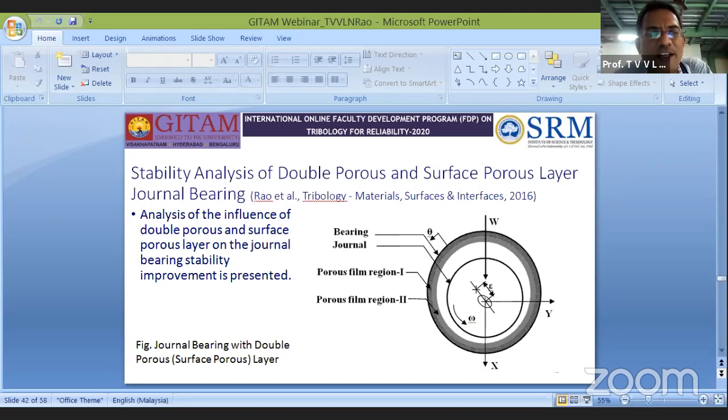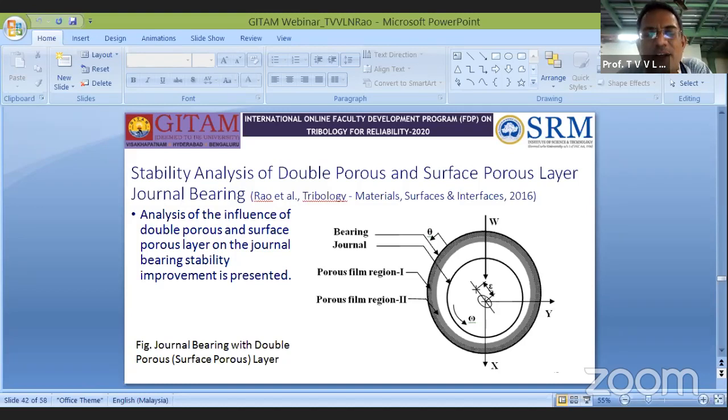This is another paper, on the stability analysis of the double porous and surface porous configurations. Anyway, the point is this is nothing different from what I explained in the very beginning of my presentation, where I talked about the motivation that we got from Professor Andros Zeri on the two-layered film. We developed an extension of the steady state work that he has done to the dynamic characteristics, taking the motivation from the pioneering work of late Professor J.S.